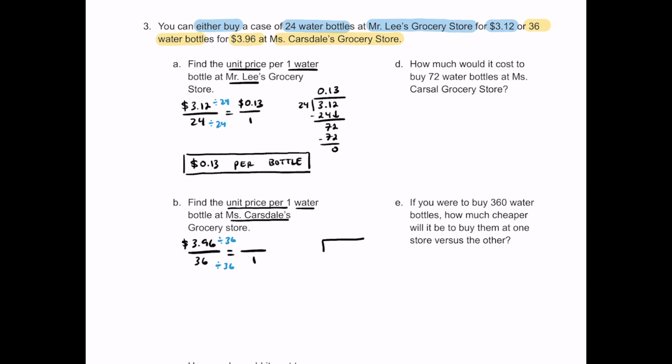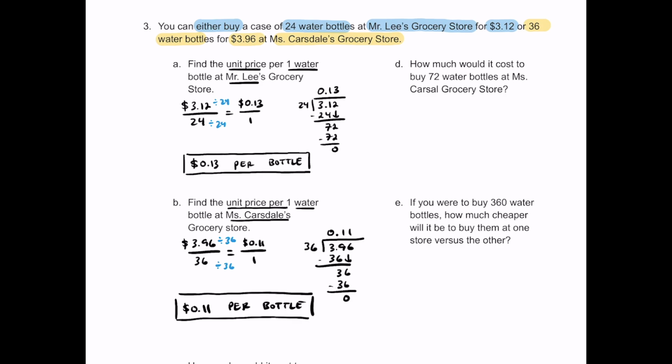So really what we're going to have to do here is take 3.96 and divide that by 36. It's less than $1, as we suspected. It's probably pretty normal. And 1 times 36 is 36. That'll be a 3. Bring down the 6. Oh, this goes in perfectly once again. This is 36 and 0. So looks like at Miss Carsdale's grocery store, it's 11 cents per one water bottle. So 0.11 per bottle, per one water bottle. Okay. There's your answer for part B.